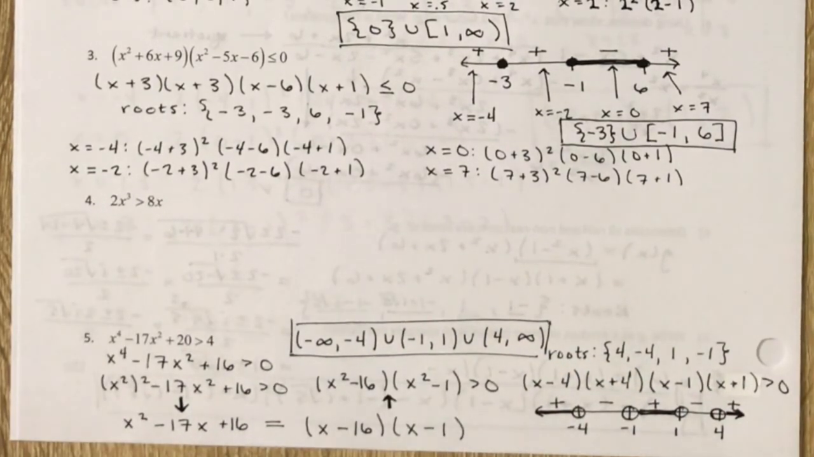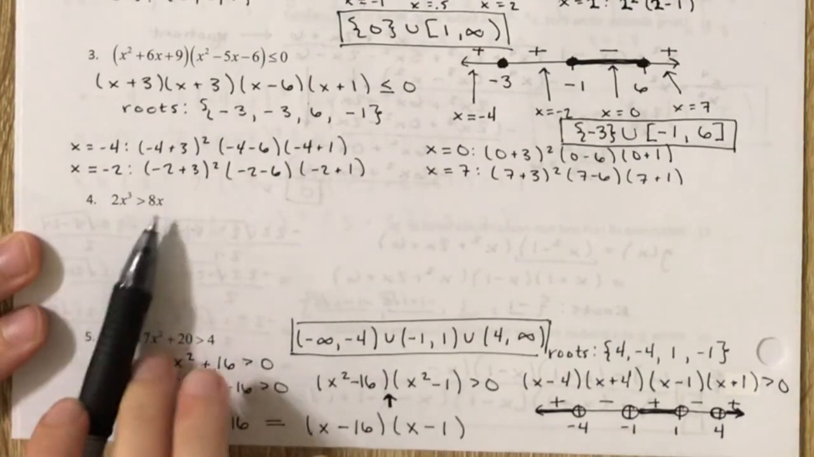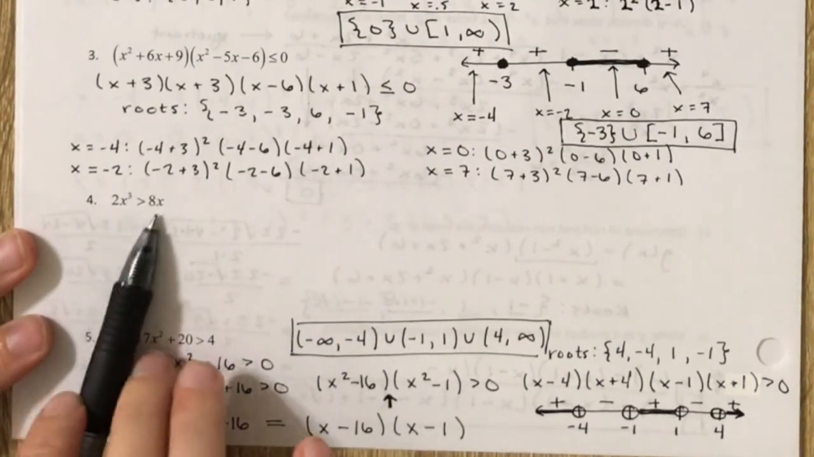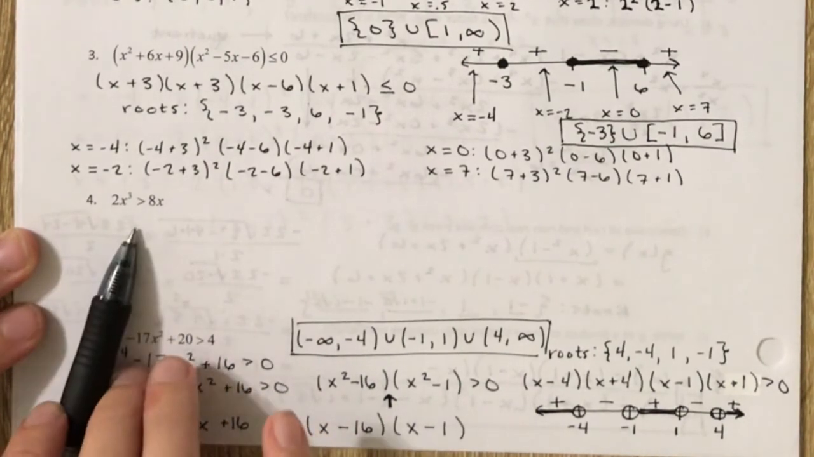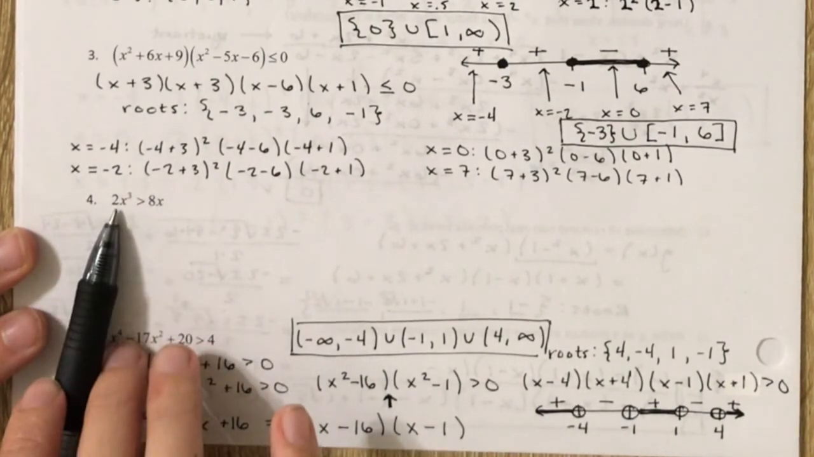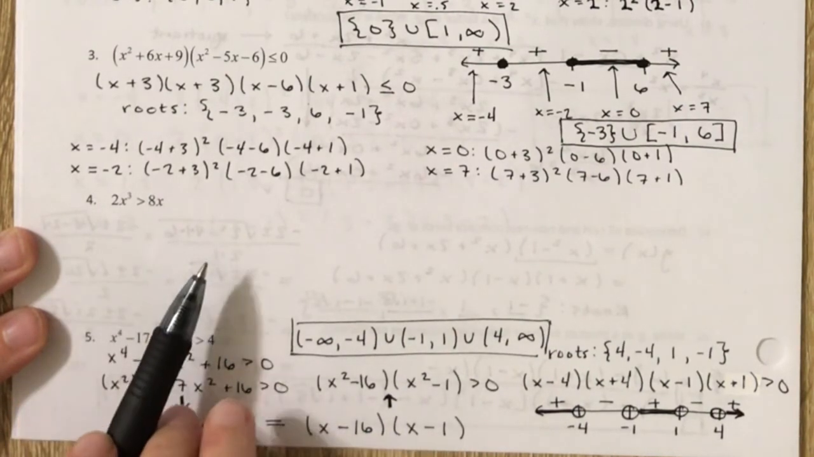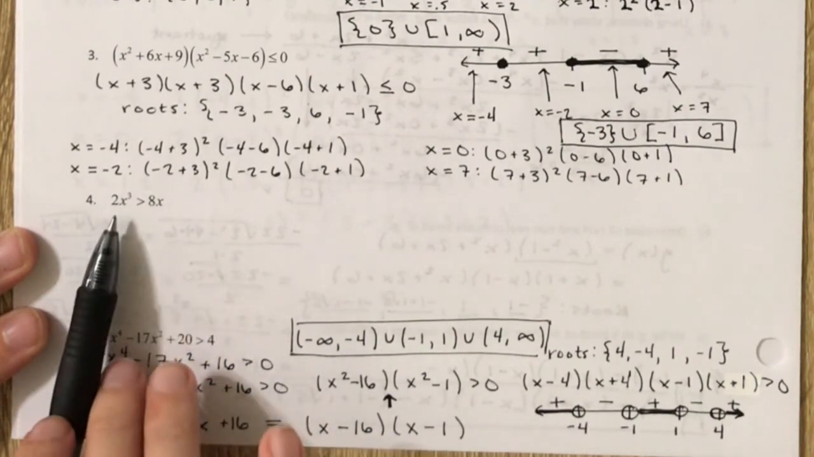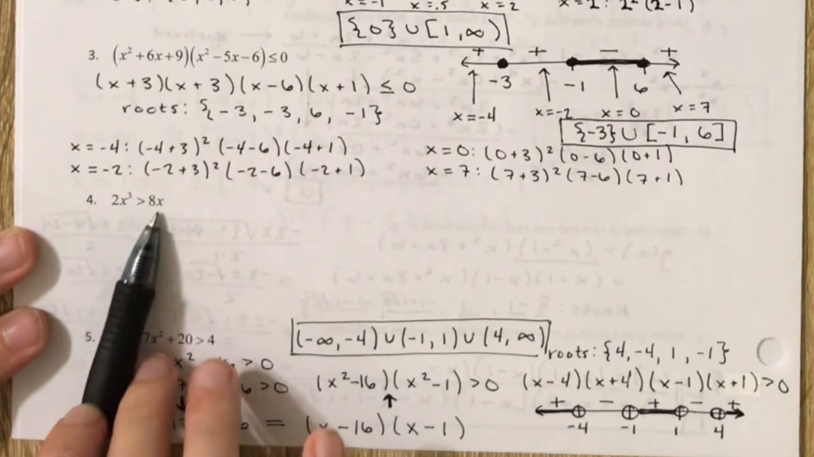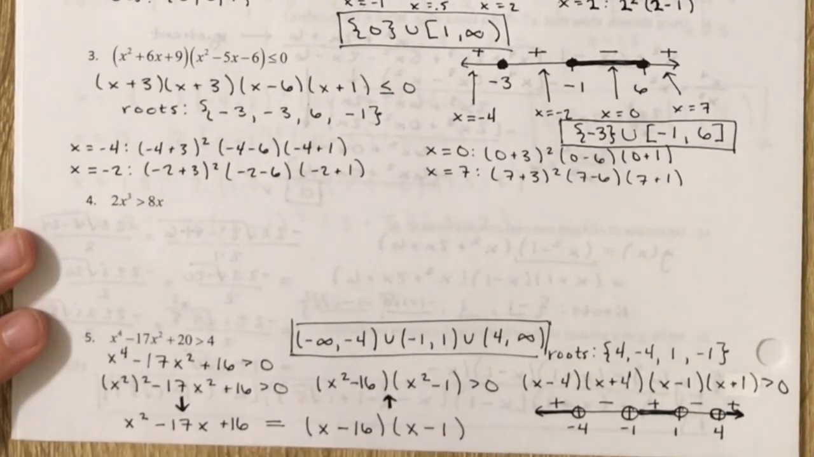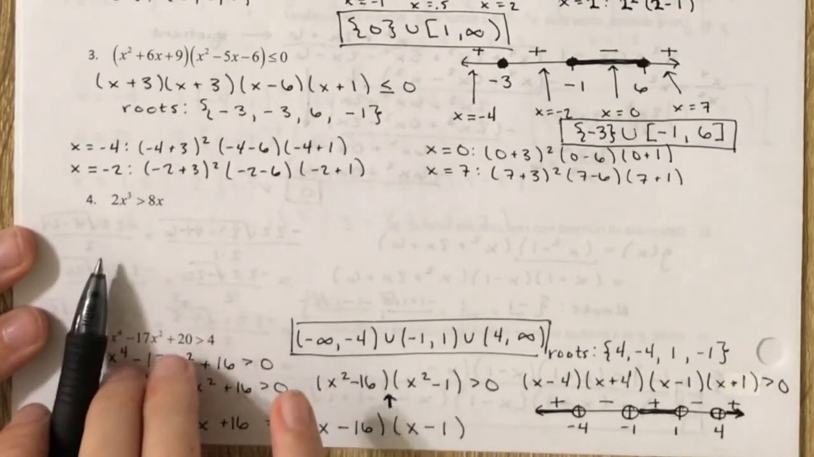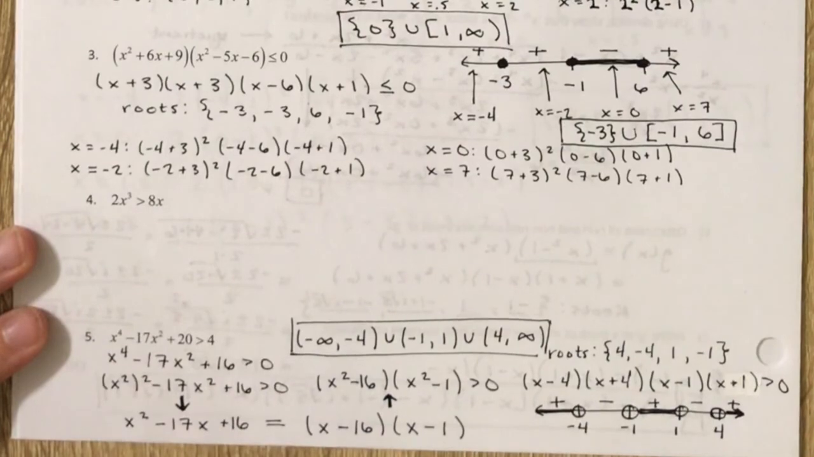Okay, why don't you try this one above: 2x cubed is greater than 8x. Pause the video, work it out, and check your answer with what I have when we are back. Remember that to start off, we always want to bring everything to one side, because we need to have 0 on one side. So, pause the video. We'll be back in a sec.